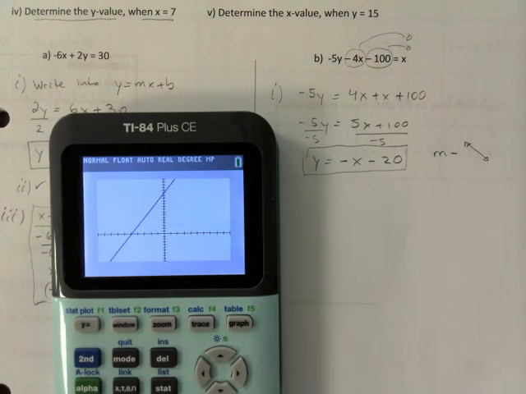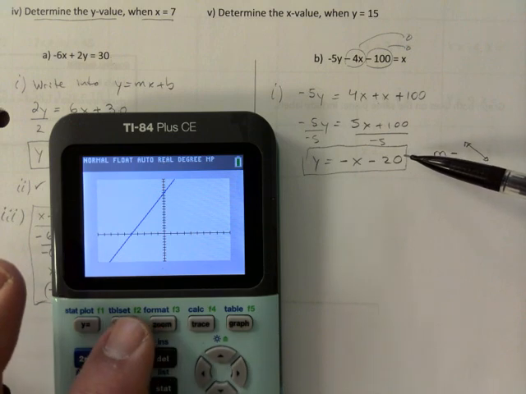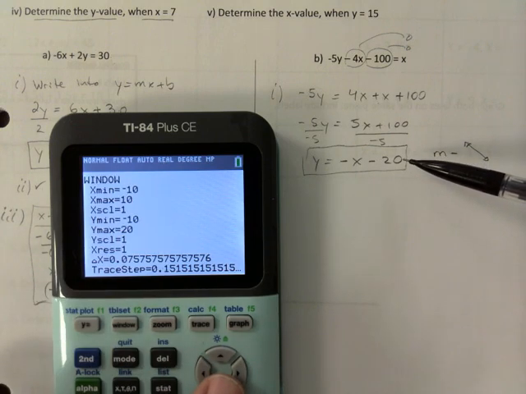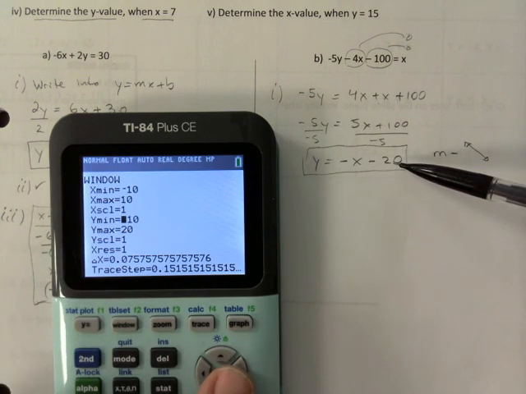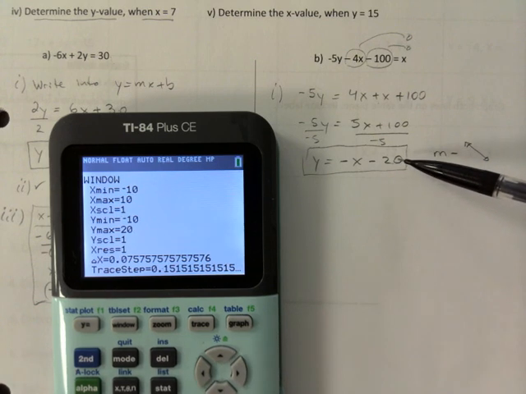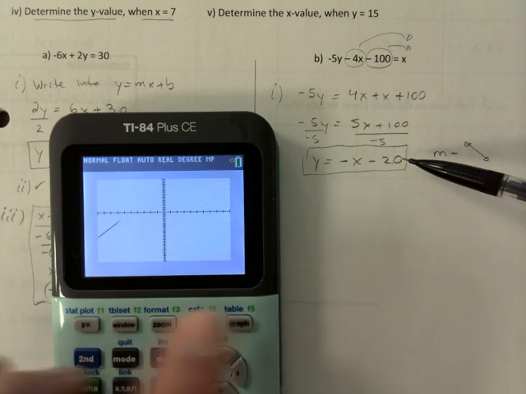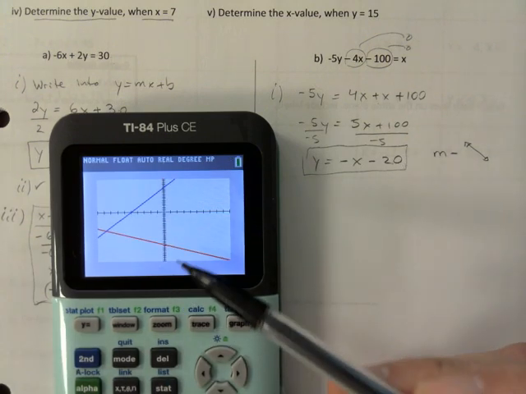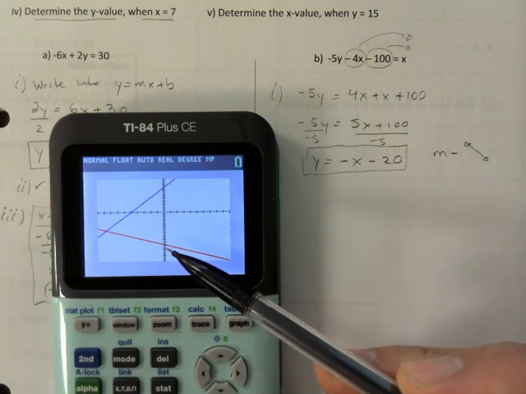Uh-oh. Can't see it. It's probably because of the negative 20. So let's go to window, and we're going to go to y min. I'm going to go even further down than negative 20. I'm going to go negative 30, and then hit graph. And there I start seeing it, right?